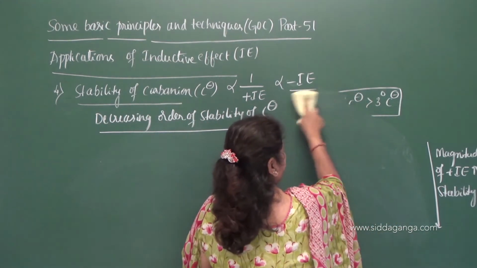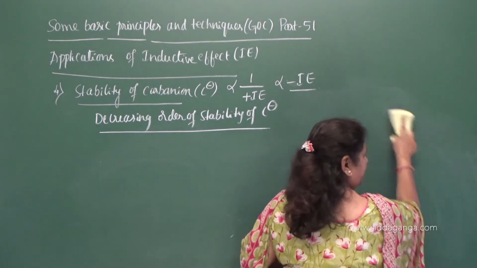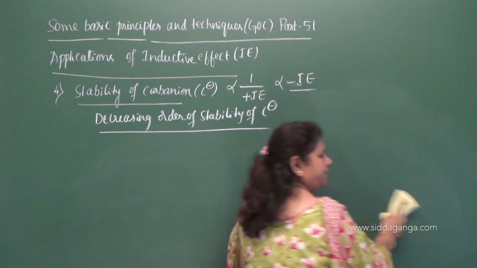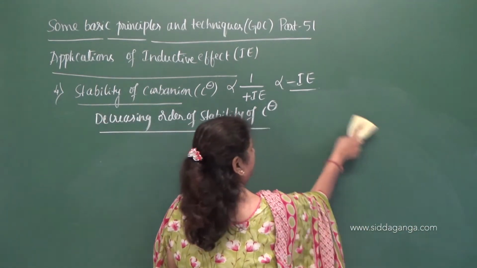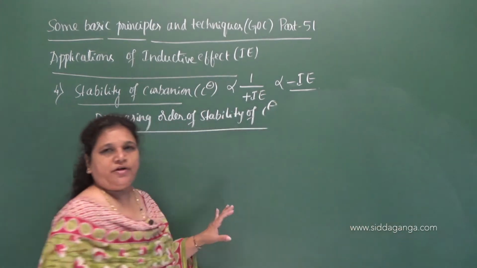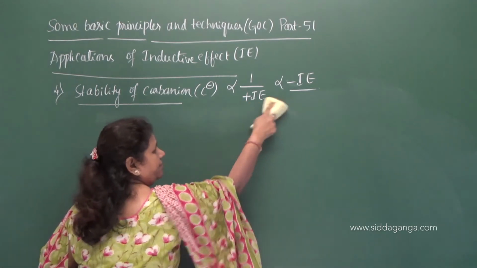So this is the general order of decreasing stability. You have to remember this, and this is important for your board exams. Let me give a few more points which are useful for your competitive exams. So let me give one more example here.